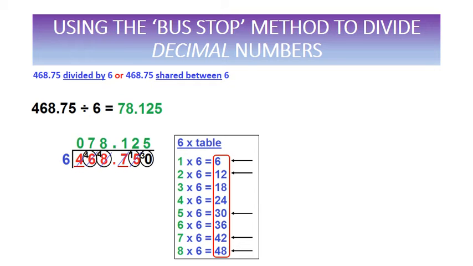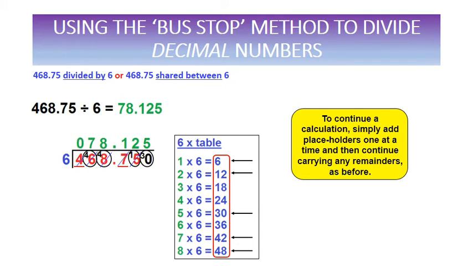So there's our answer. So just as before, if we need to continue the calculation, we simply add placeholders one at a time and then continue carrying any remainders as before. Always thinking about the unit of measure that we're talking about. Does it make sense to have an answer with hundredths or thousandths or just tenths?